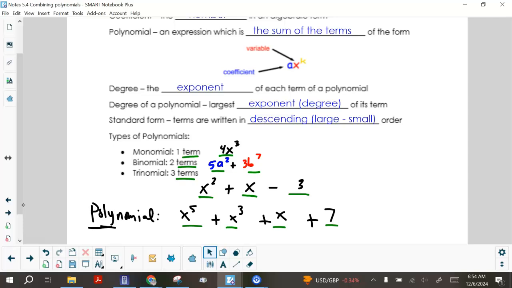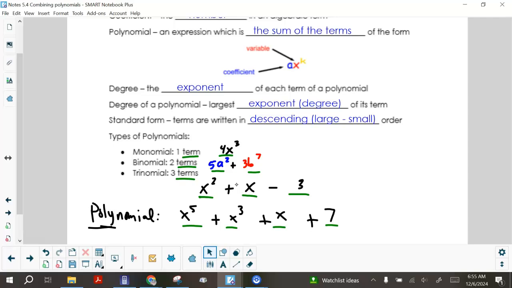Now, the cool thing is if you look at the exponents, there are lots of exponents in a polynomial. So what we say is the degree of the polynomial is the one with the largest exponent. So you just have to take a look and see which one is the degree. In the binomial, I have a power 2 and a power 7. So for that binomial, its degree is 7. Just keep in mind that when we talk about the degree of the polynomial, it's the largest exponent.